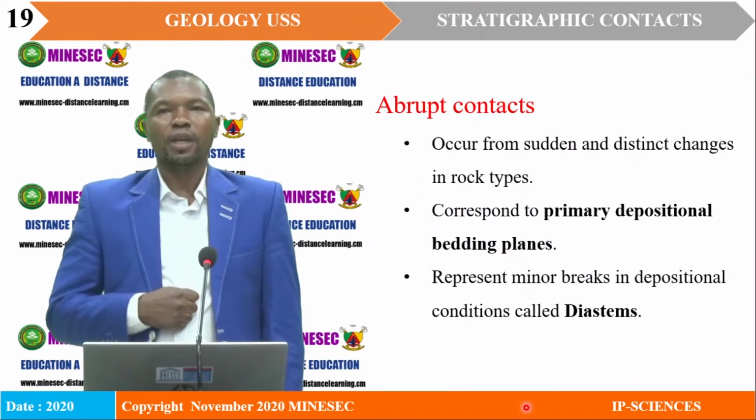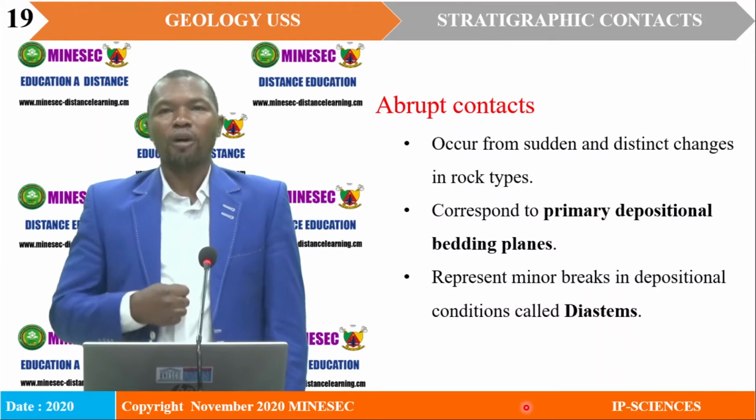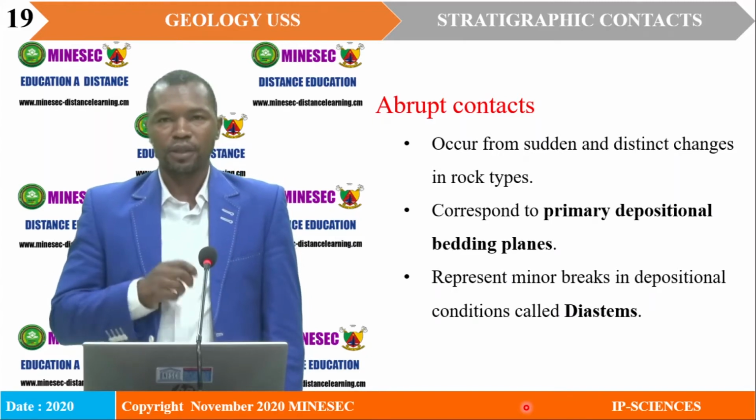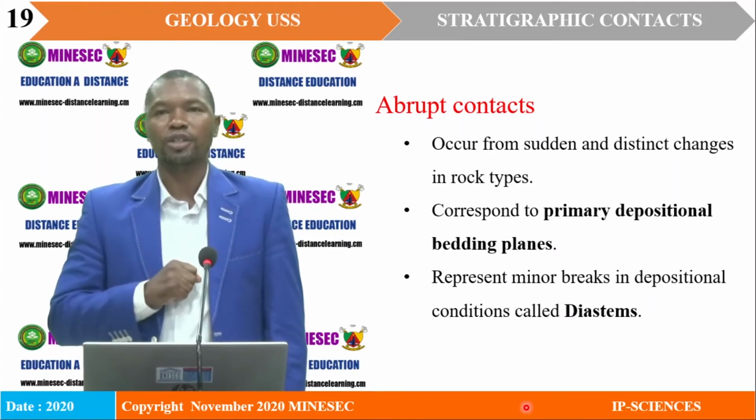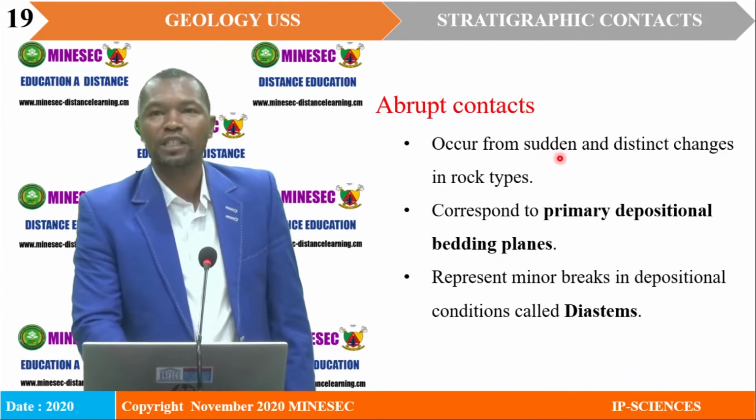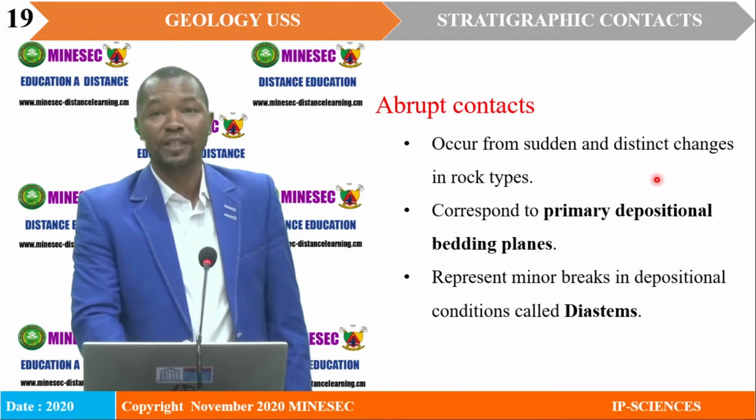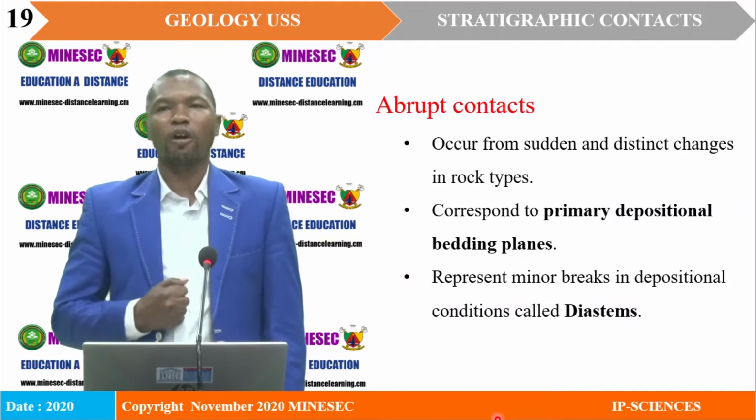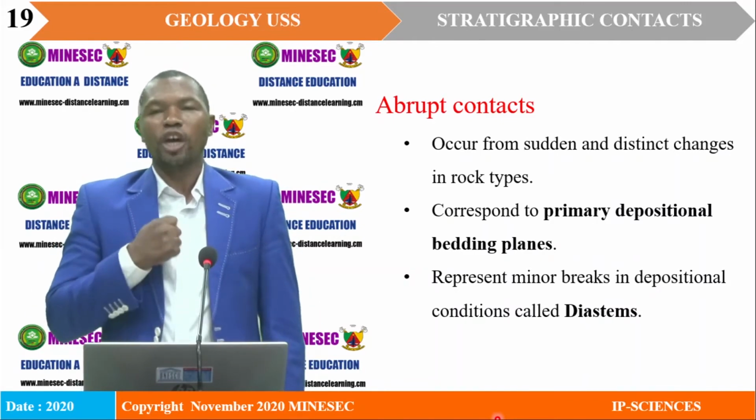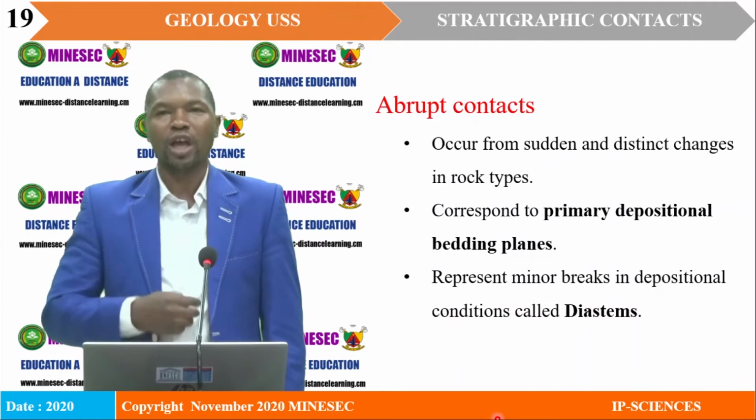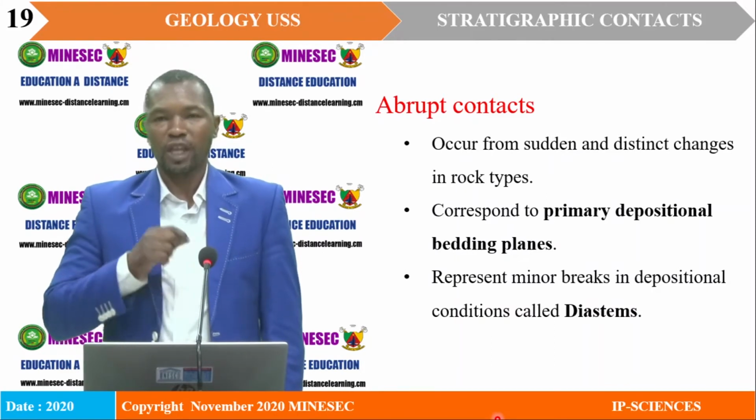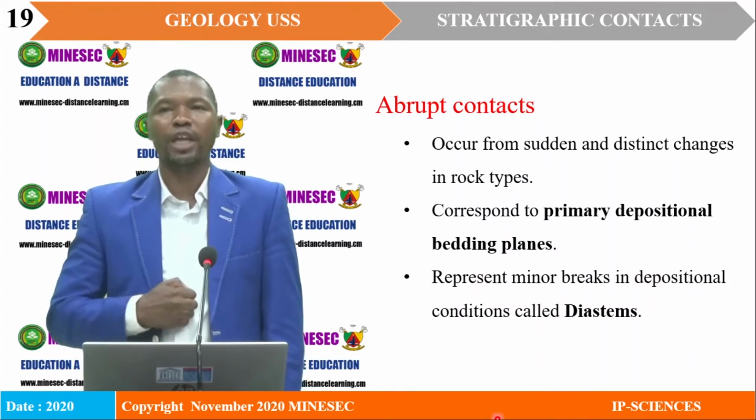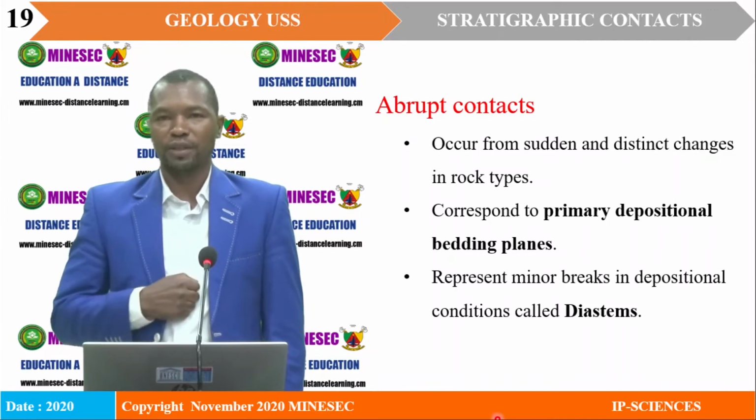Abrupt contacts are contacts that occur from sudden and distinct changes in rock types. Again, note that the key words here are that they are sudden and they are distinct during changes in deposition. They correspond to primary depositional bedding planes. Again, remember that abrupt contacts correspond to primary depositional bedding planes.